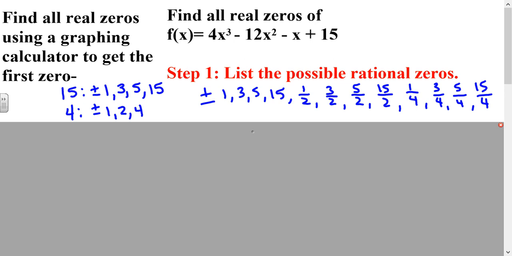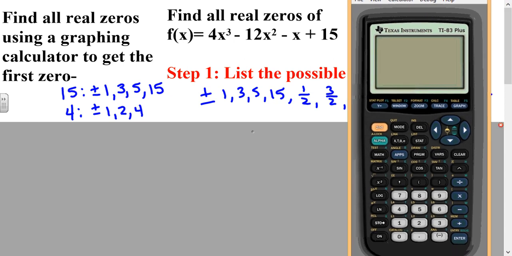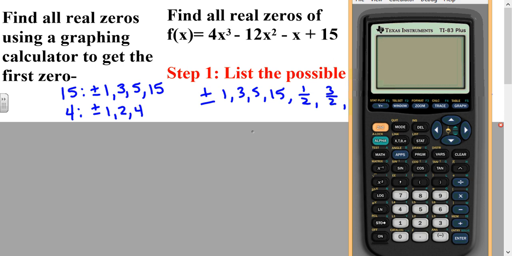So what we're going to do is take our graphing calculator, and I have my Wabbit Emu emulator on here. You can download this on your computer as well, so that you have a graphing calculator right nearby. I've already entered this function into the calculator, but you would go to your y equals screen and enter everything in, and then you would graph it.